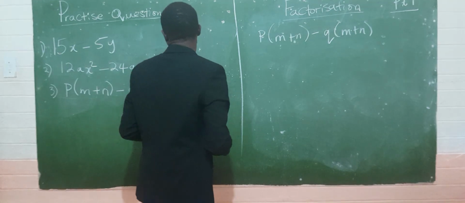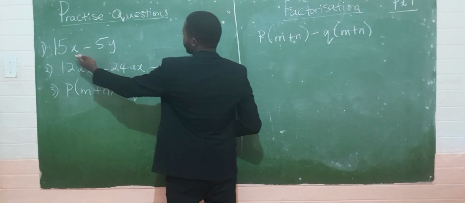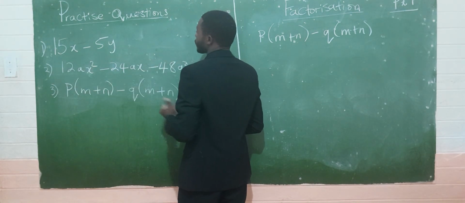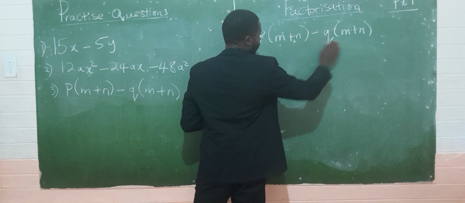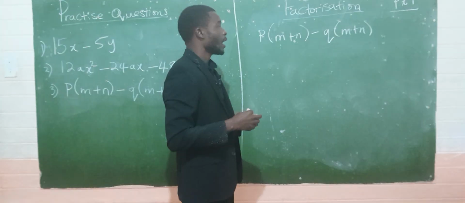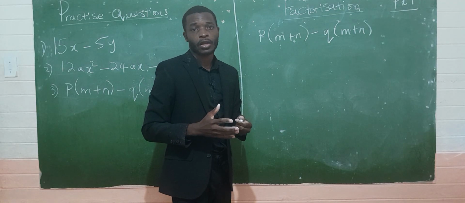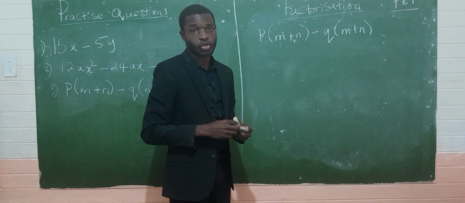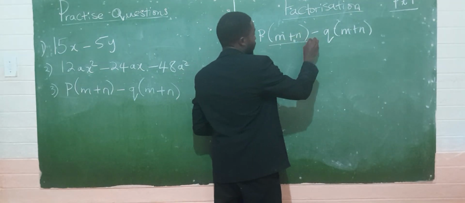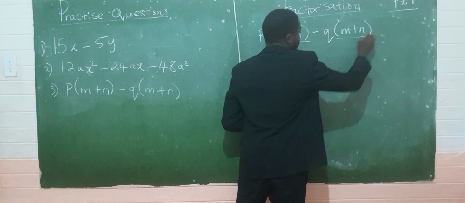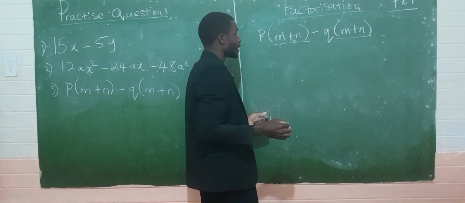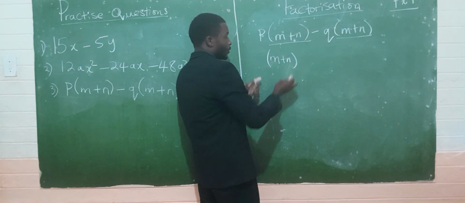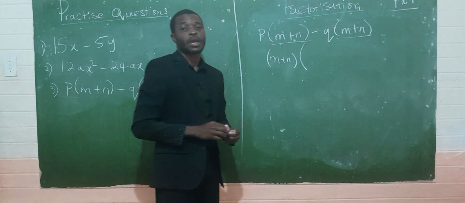Unfortunately, unlike the first expression where I could clearly see that it's just a single term, 5, that was the highest common factor, here I have a common factor that is made of many terms. From the look of this, it is actually m plus n that is a factor, and we're just going to take it as is. M plus n is going to be our factor, and we're going to take it outside and we open our bracket.